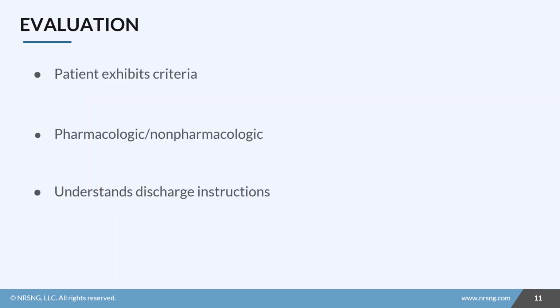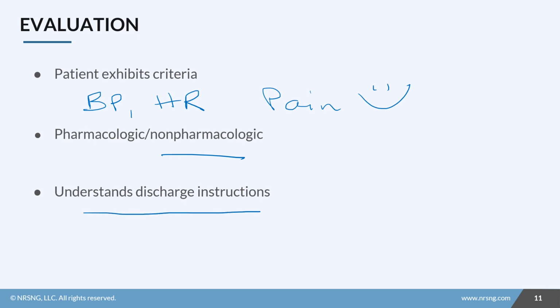So finally, guys, the PACU-RN will evaluate the patient to assess their readiness for discharge. We want to see the patient exhibit adequate ventilation, adequate BP, heart rate, and a tolerable pain level. We also, at this point, want to make sure that pharmacologic and non-pharmacologic interventions have been initiated, and we want to be sure that the patient is starting to gain an understanding of discharge instructions. And don't forget about any postoperative orders from the provider.